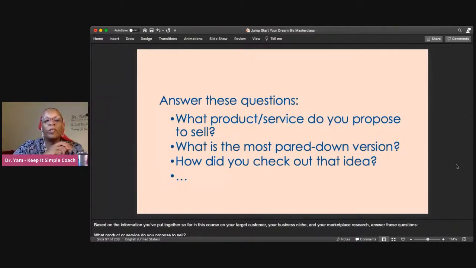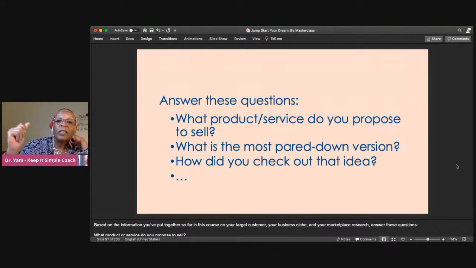So again, you're going to answer these questions. What product or service do you propose to sell? What is the most pared down version of it? You may think, I want to do a whole suite solution of products. That's all great and good, but what's the base product?